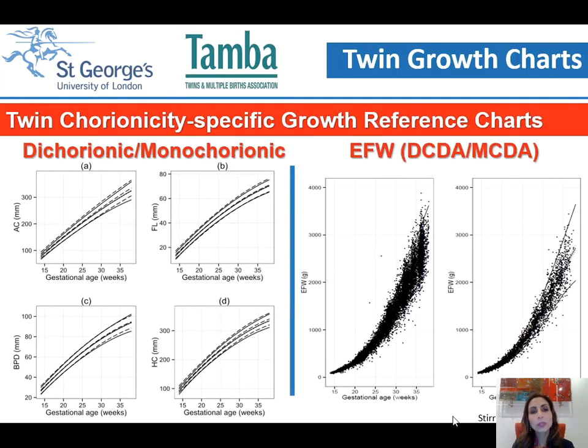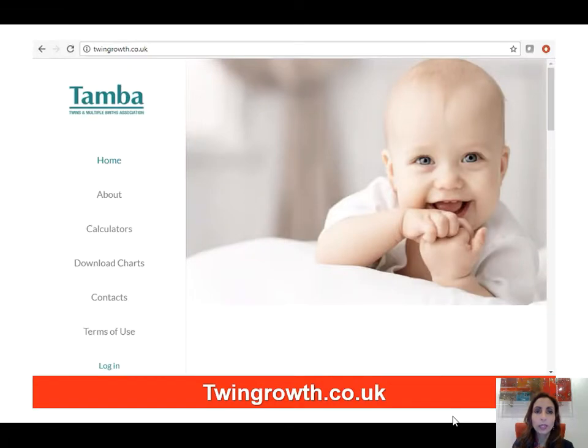But what we did is that we used this large ultrasound data to construct twin chorionicity-specific growth reference charts. This means that you have specific charts for dichorionic twins and specific charts for monochorionic twins. And the charts were for the individual biometry, so that's the head circumference, abdominal circumference, and femur length, and also for the estimated fetal weight. These charts are already published in scientific journals and also available in some ultrasound databases like ViewPoint.